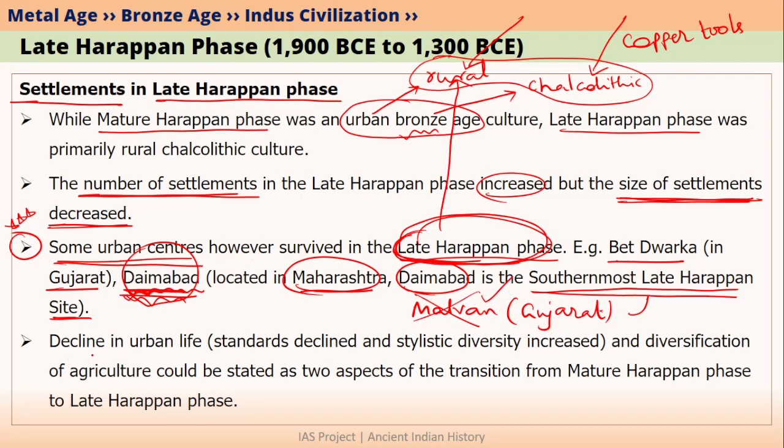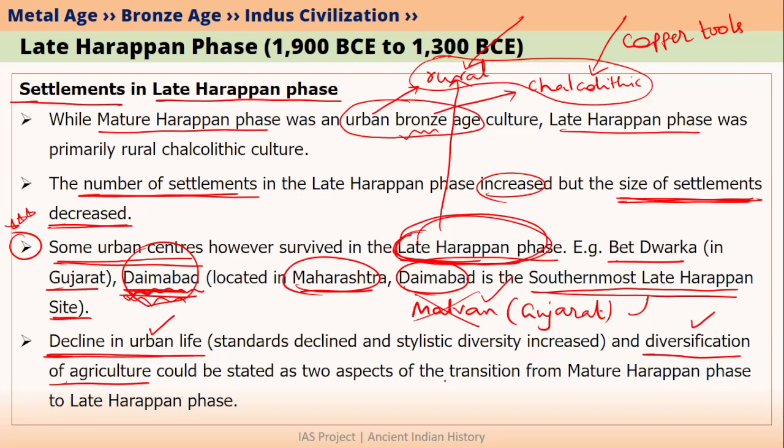Moreover, during the late Harappan phase, there was a decline in urban life. We have just said that people left the cities and went to live in the villages. So urban life declined. Moreover, there was one more important change: there was a diversification in agriculture. What do we mean by diversification in agriculture? It means that people were now growing different kinds of crops. They were growing more crops even when compared to the mature Harappan phase. That is why one major development in the late Harappan phase is the diversification of agriculture. So overall, we can say that the two most important features of the late Harappan phase were, first, the decline in urban life and, second, the diversification of agriculture.